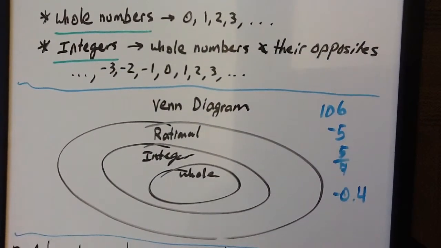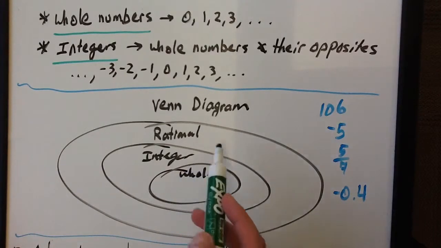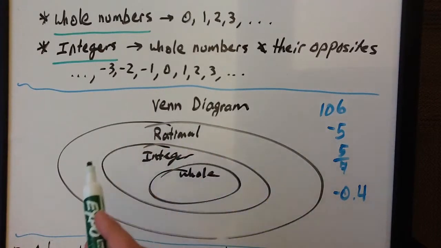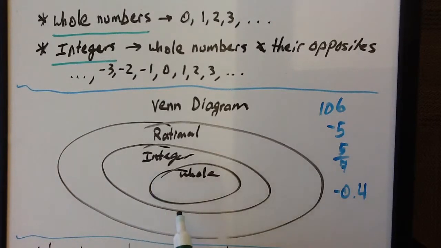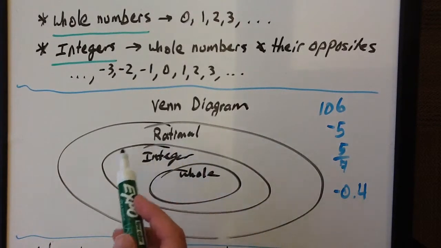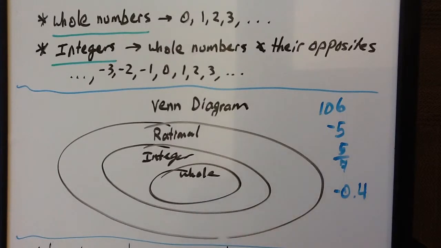Here we have a Venn diagram, and we're going to place these numbers where they go. As you can see, we have 3 categories. The outside circle is rational numbers, those numbers that can be written as a fraction. Inside the rational circle we have the integer circle, and inside that the whole number circle. So the first number we want to characterize is 106.